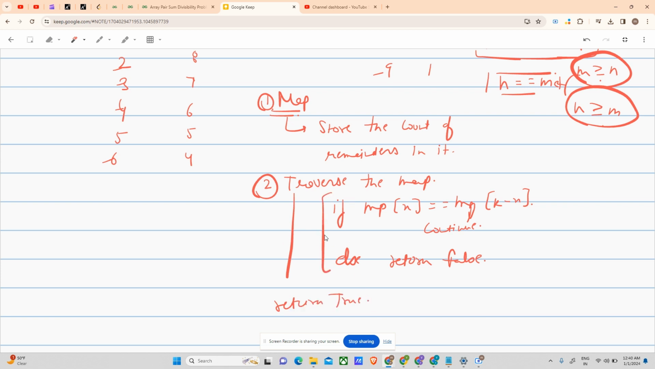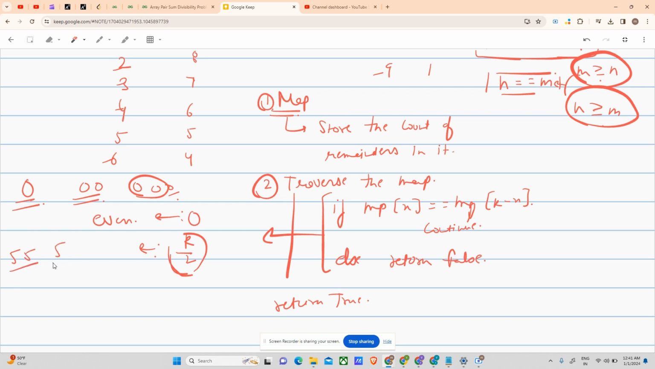But this condition doesn't tackle two subproblems, that is remainder 0 and remainder k by 2 if k is an even number. For these cases, for 0, if I have a single 0, would it form a pair with anyone? No. If I have two zeros, it would form a pair. If I have three zero remainders, two will form a pair and one will be left alone. So we need exactly an even count of zeros. Similarly for k by 2, say 5: 5, 5 is a pair. 5 alone is not a pair. 5, 5, 5 is one pair and one left alone. So it should also be even. So these are the if cases we have to handle, and this is the else case.